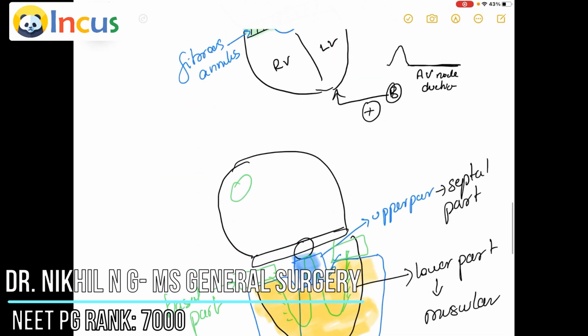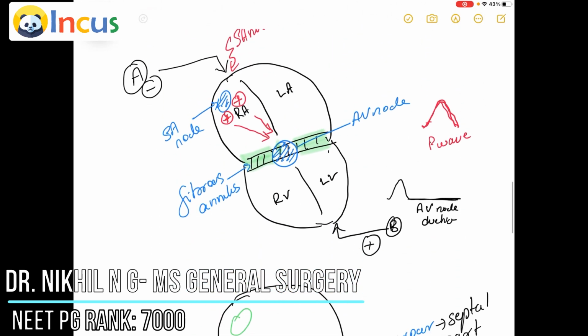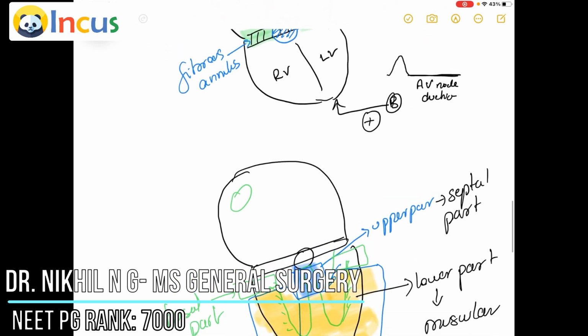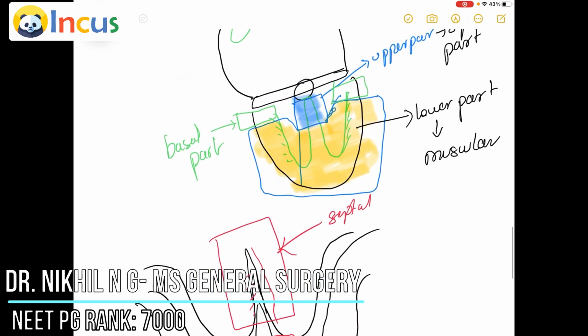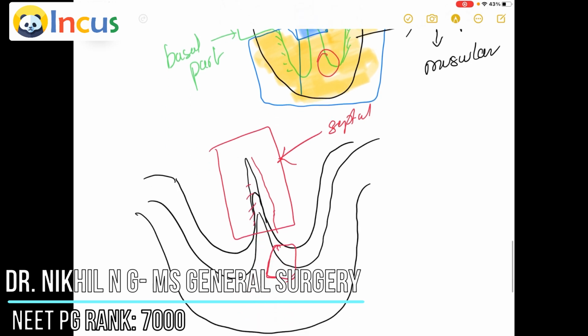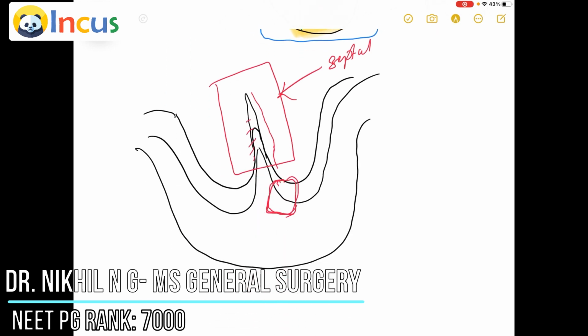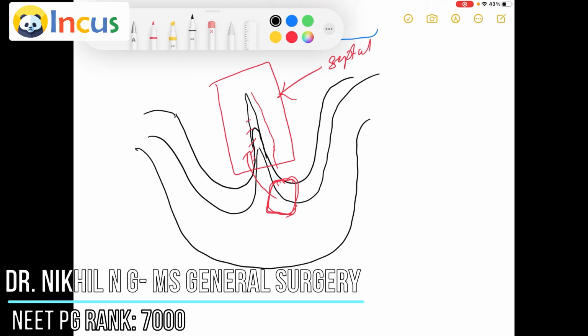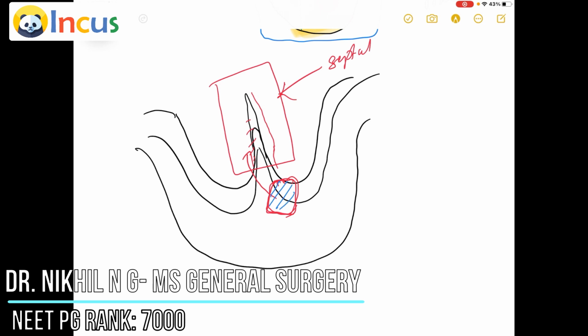Once the current passes through the SA node, atrial contraction then comes to the node. Once it comes to the node, all the current moves towards the Purkinje fibers to this part. Till here there is no electrical activity detected on the ECG machine. Once the current moves here, from here the current starts moving everywhere. From here it starts depolarizing the septum upwards.